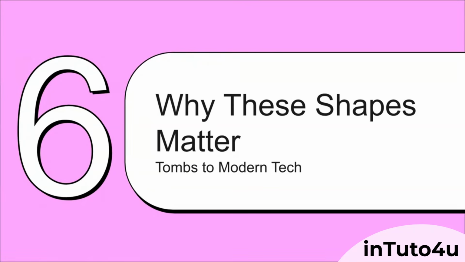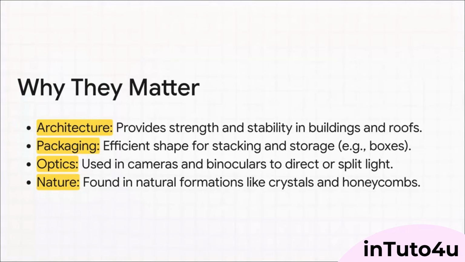So, okay, this is all fun, but why does it actually matter? Well, it turns out these shapes are way more than just figures in a textbook. They are fundamental to how we build, design, and even see our world. I mean, think about it. These shapes are fundamental for a reason. Their structures give our buildings incredible strength and stability. The prism's shape is perfect for efficient packaging. Just look at any shipping box. And in science, we use optical prisms to bend and direct light in everything from cameras to binoculars. Even nature gets in on the action, using these shapes to form crystals and build honeycombs for maximum strength.